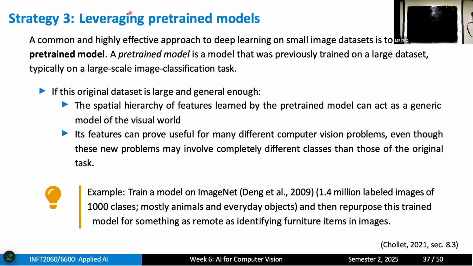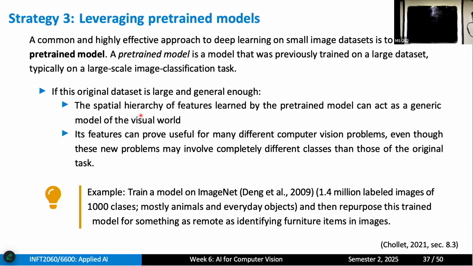Okay, strategy 3 is to leverage pre-trained models. Okay, pre-trained models are what we utilized in your assessment 2. Okay, if its original data is large and general enough, that's what we say about CLIP. The model we chose for you is large and general enough, so you can easily apply it to other features.